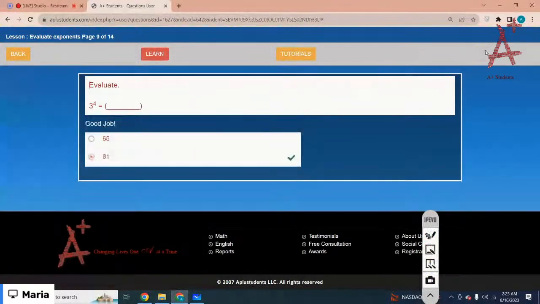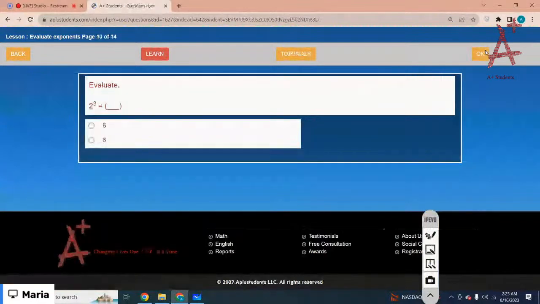Okay, the next one is 2 exponent 3. So which is the correct option? You have to multiply 2 three times. 2 times 2 is 4 and 4 times 2 is 8.